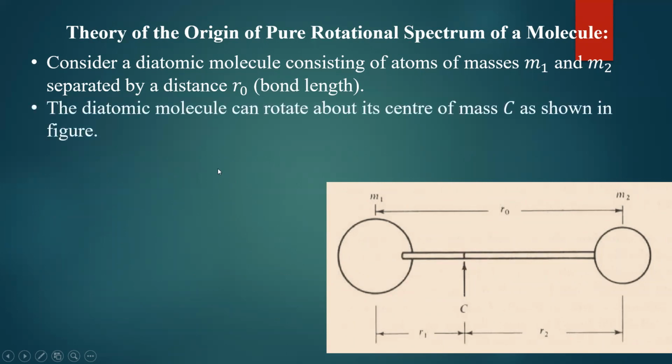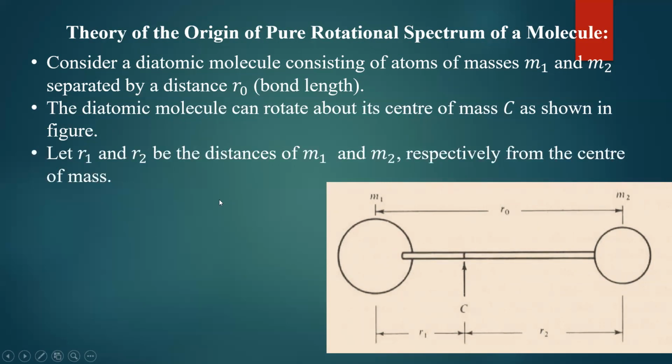In this figure, we have represented the diatomic molecule, and we can imagine that it can rotate about its center of mass according to this particular figure. It can rotate about the center of mass in this direction, like this, or like this. So different combinations are possible. About the x-axis it can rotate, about the y-axis it can rotate, like that.